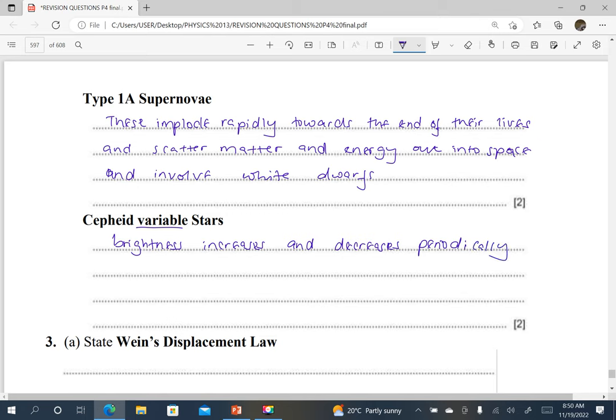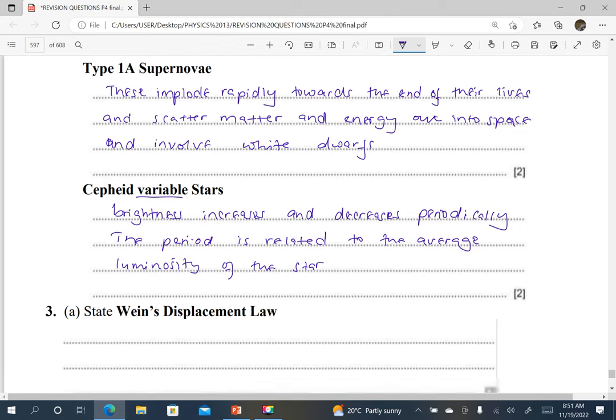Astronomers believe that the period of increase and decrease in brightness is related to the average luminosity of the star. If we know the period over which the star increases and decreases its brightness, then astronomers think such a star can act as a standard candle to help in determining several other measurements. So the brightness increases and decreases periodically. The period is related to the average luminosity of the star.